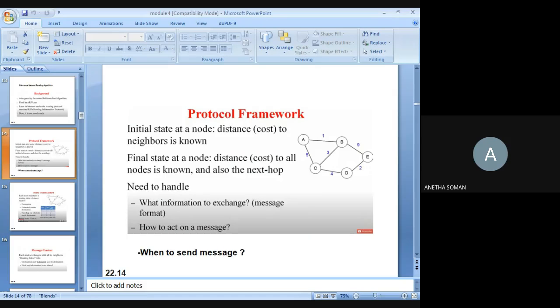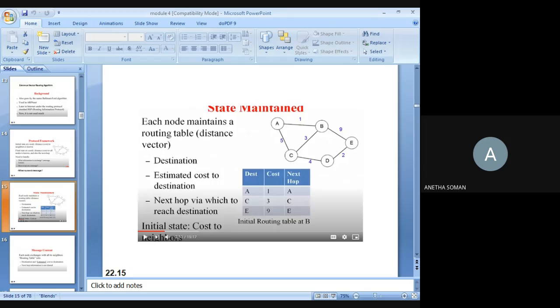So these are the three things that you have to keep in your mind when you are implementing a protocol, right? What information to exchange? What is the message format you have? Now, if a node is receiving a message, what action you have to undergo, and when you have to send that corresponding message, right? Now, what are the states maintained in the distance vector algorithm?